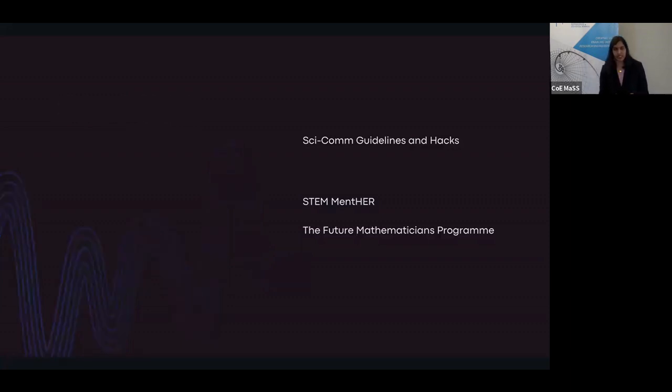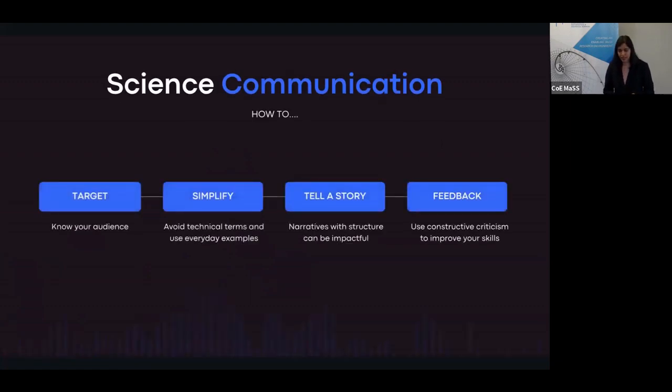So, science communication, effectively, is about conveying your scientific research and your discoveries to a non-expert audience. It's about ensuring that you do it in a relatable way and that the information that you share is accessible. So when doing this, there's a few key things to keep in mind. The first of which is, who is your audience?